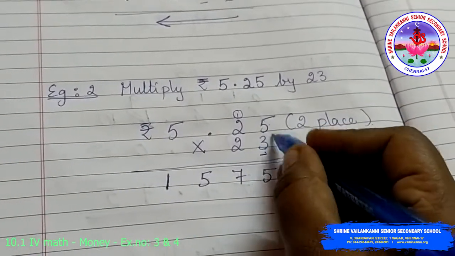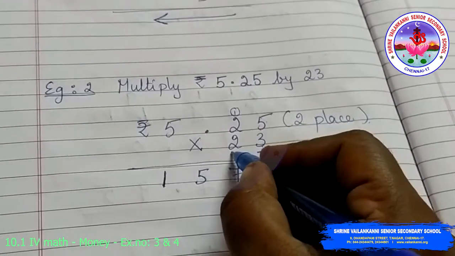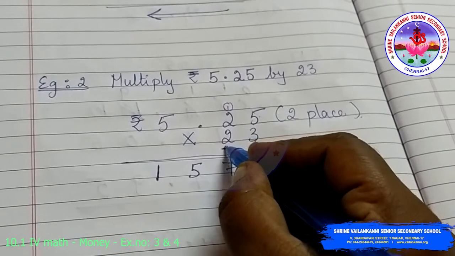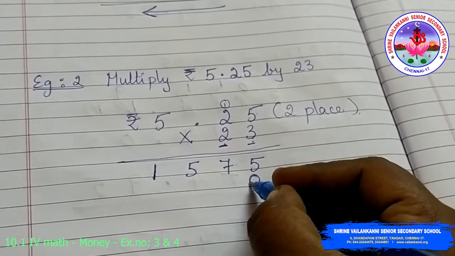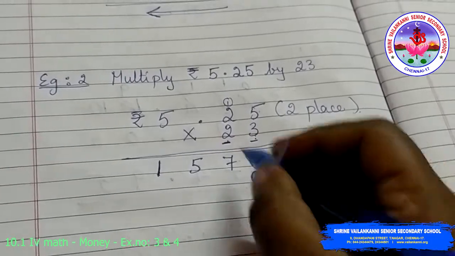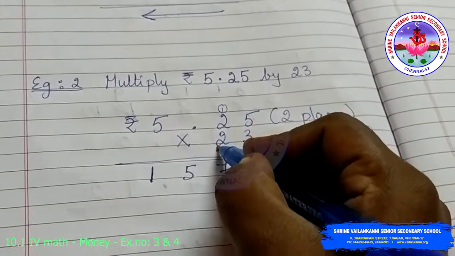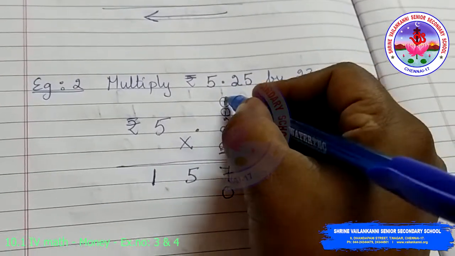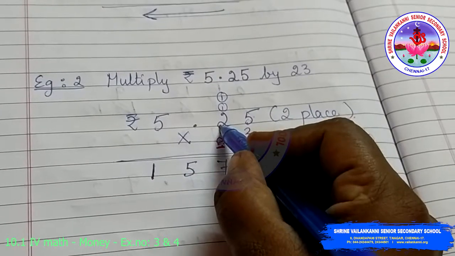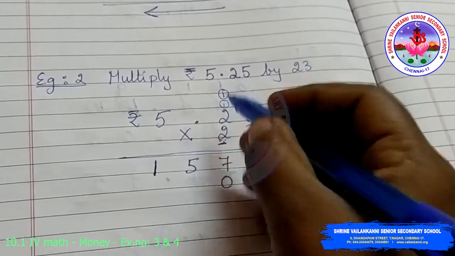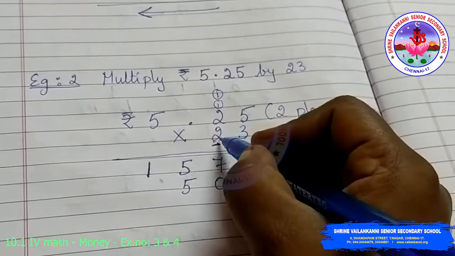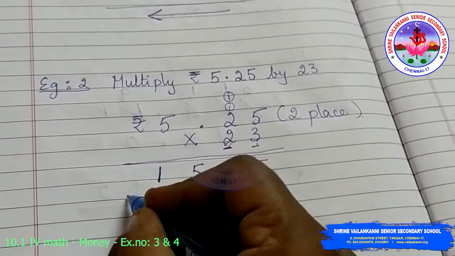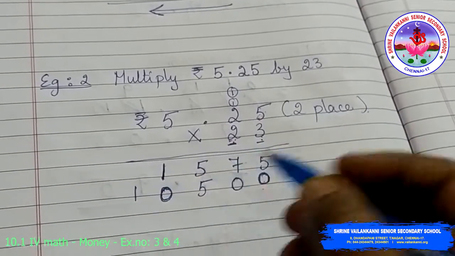When the 1's place multiplication is over, now moving to the 10's place. When you do multiplication with the 10's place in the second row, in the 1's place you have to give 0. Then only start multiplying. 2 fives are 10, so again 1 carry forward. 2 twos are 4, 4 plus 1 is 5. And here 2 fives are 10, 0 and 1.